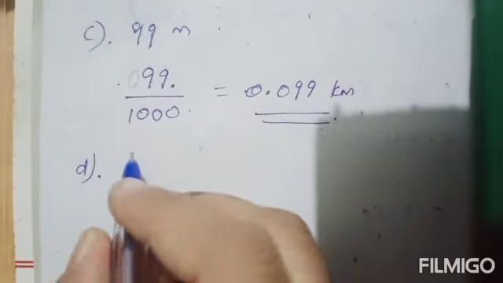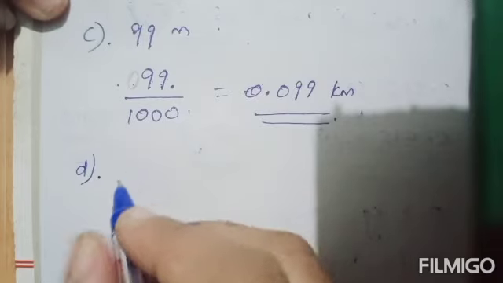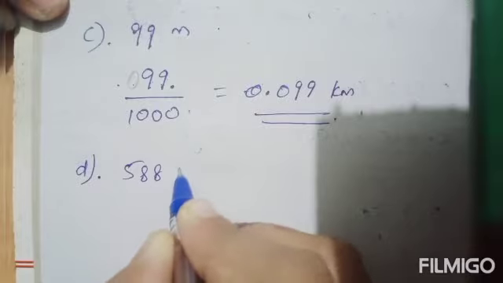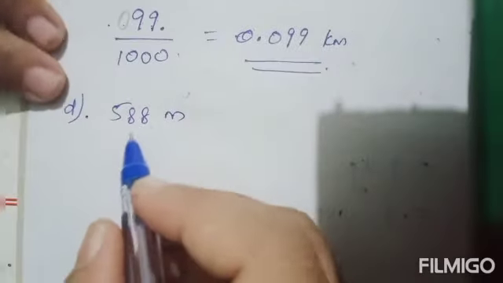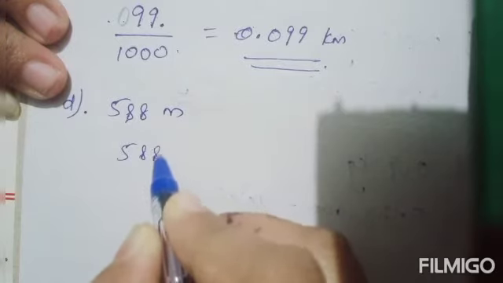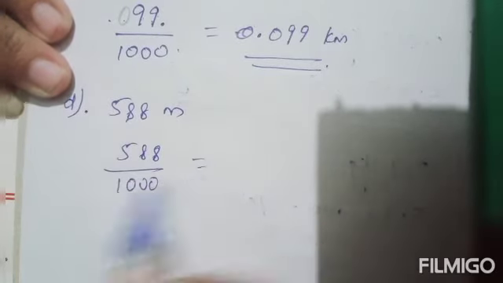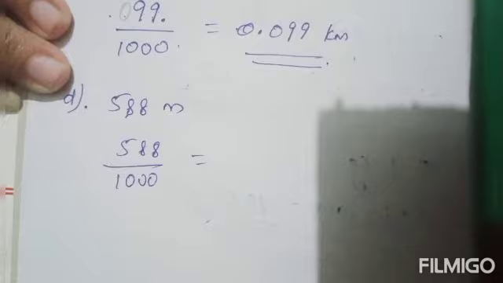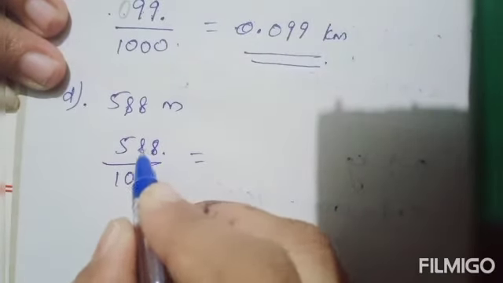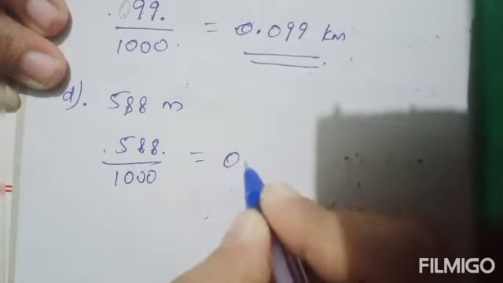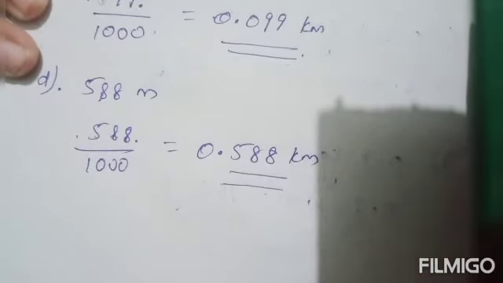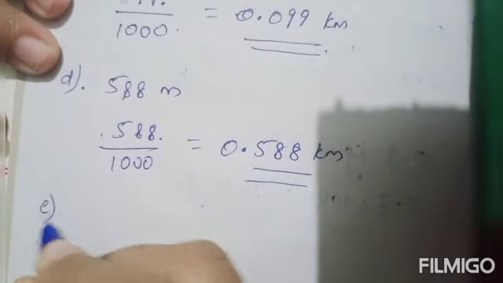Next D, 588 meter. In order to express meter in kilometer, just divide by 1000. So what will you get, 588 by 1000. Decimal point will move 3 places to the left. So 1, 2, 3. Here will be the decimal point, that is 0.588 kilometer.